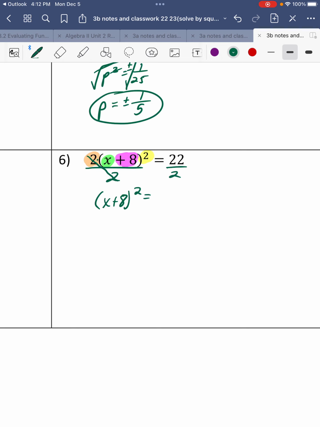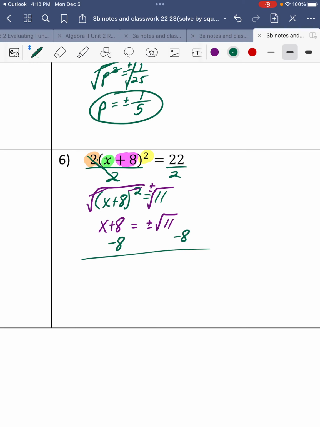Proper order of operations, then doing the reverse. 22 divided by 2 is 11. We'd have to square root, so it uncovers the x plus 8. And the square root of 11, you have a positive and negative square root of 11. Now, lastly, we would subtract 8 and subtract 8.